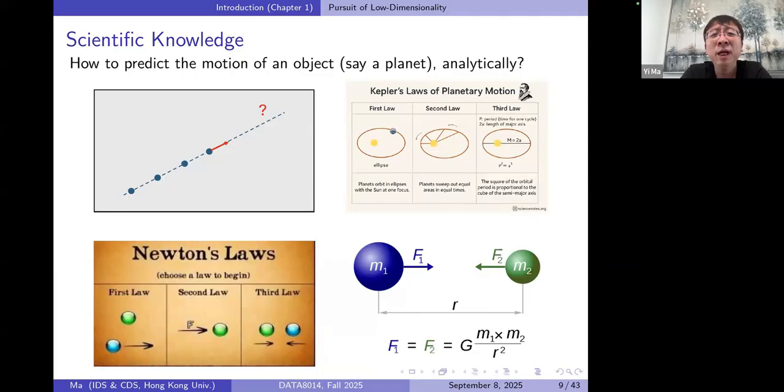How to predict the motion of an object, say a planet, analytically? People started to formulate it using mathematical language, a much more precise, unique language to specify how to predict the motion of a planet, for example, starting with Kepler's laws of planetary motion. First, second, and third law, and how the planet moves around the sun as an ellipsoid, including the speed and the distance and so on.